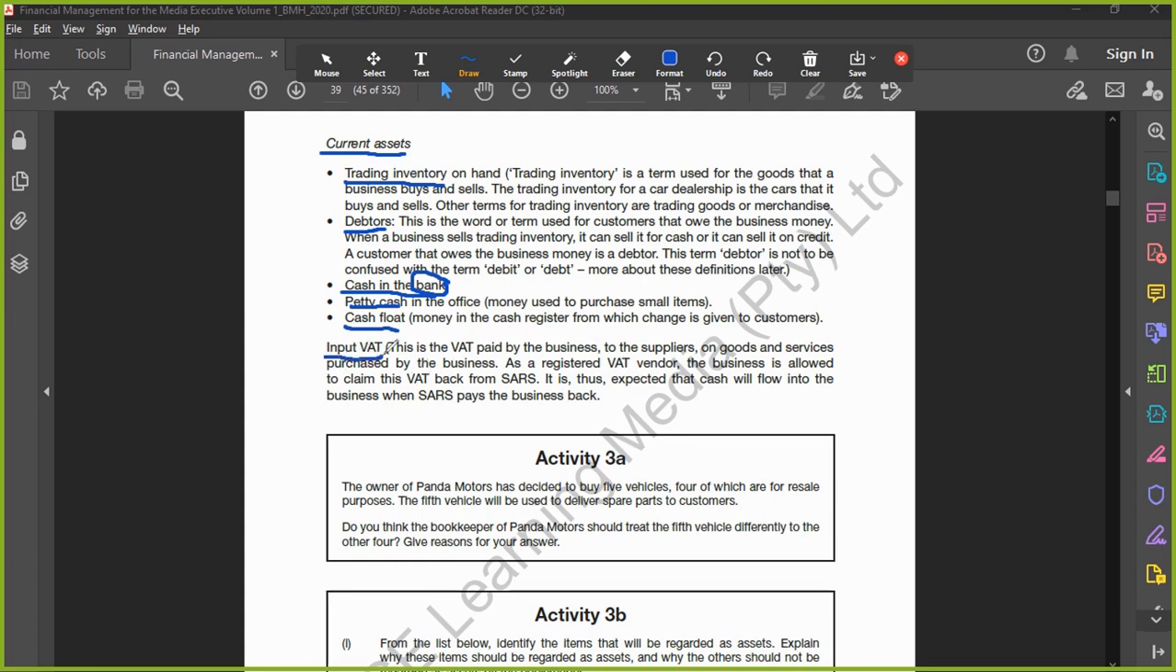We haven't looked at VAT yet, but you will. VAT is also considered a current asset, and the reason for that is you get to claim input VAT from SARS. But you won't know too much about VAT yet until we've covered that particular chapter. For now, just appreciate that you have a list of accounts, and these are current, which are short-term assets.